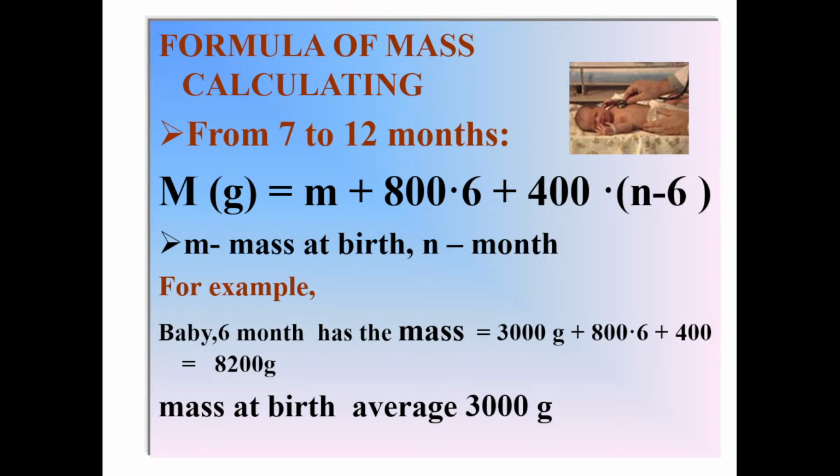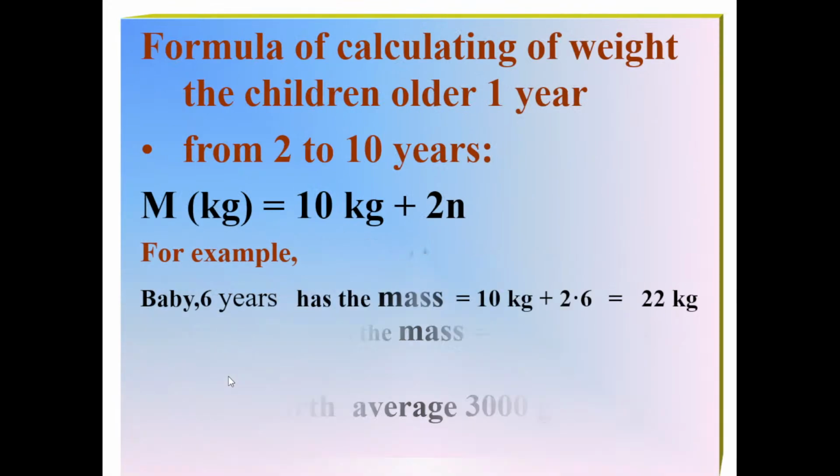And you can see, for the baby, we have a short mistake here. A baby of 7 months has a mass of body: 3000 grams is its parameter at birth, plus 800 for each of the 6 months. It increases during the first 6 months after birth, and 400 grams increase in mass of body during the 7th month. As a result, in 7 months we have the baby's mass of body in average 8,200 grams.